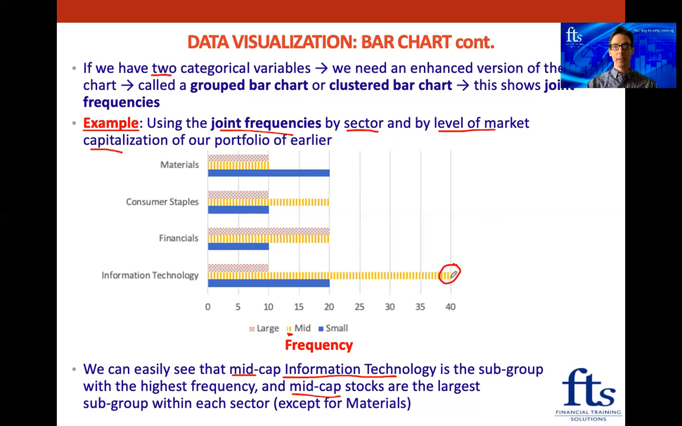So there in IT, and over there in financials, the mids and the large are the same. But here in consumer staples, the mid-caps again are the biggest. But not for materials, though. For materials, we can see the biggest subgroup is small cap stocks. There we go. Okay, so that's nice. These graphs are really nice. It really helps us to understand the data a lot better.